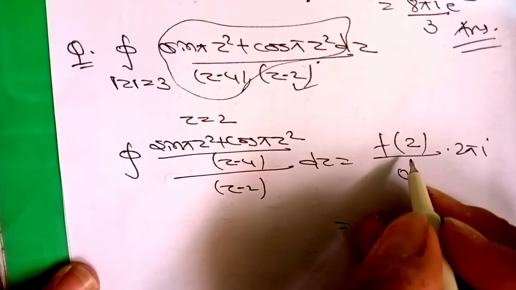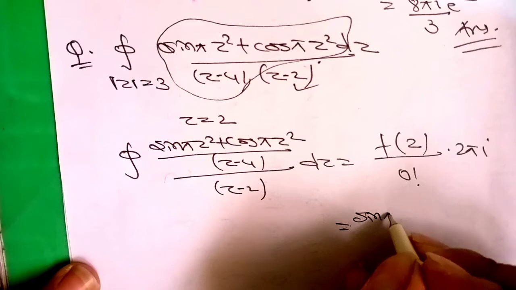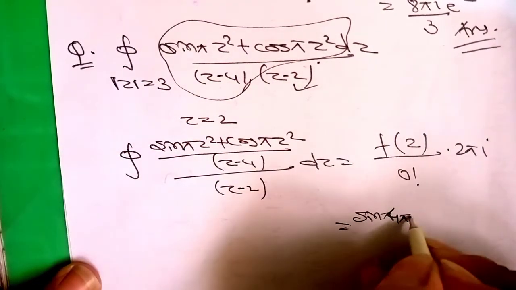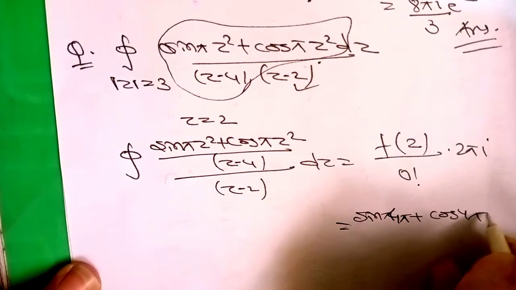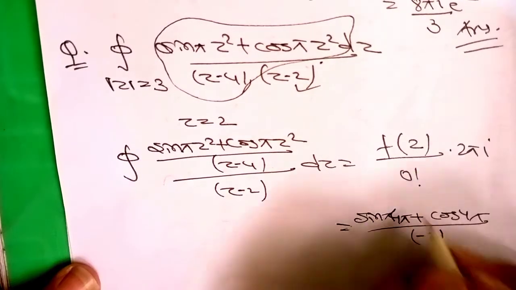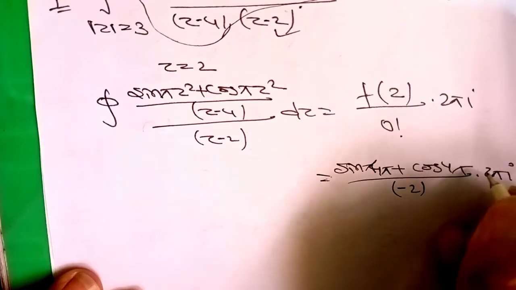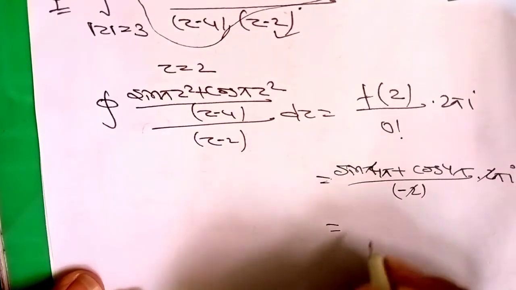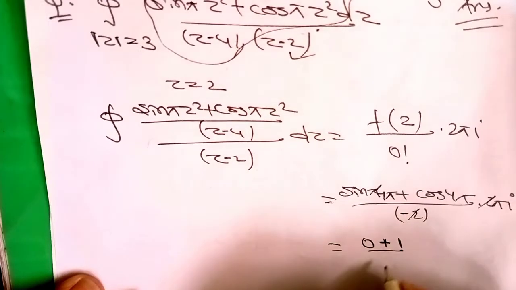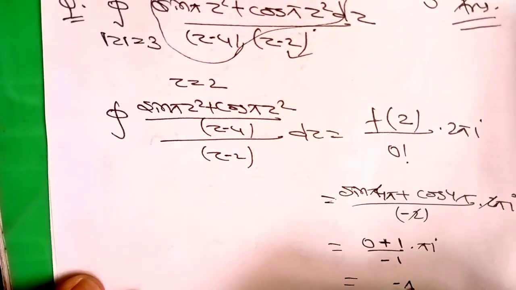By putting the value 2 in f(z), it will become sin 4 pi plus cos 4 pi upon 2 minus 4, times 2 pi i upon 0 factorial, which is 1. The 2 gets cancelled. Sin 4 pi is 0 and cos 4 pi is 1, so this is minus 1 times pi i, so this is minus pi i.